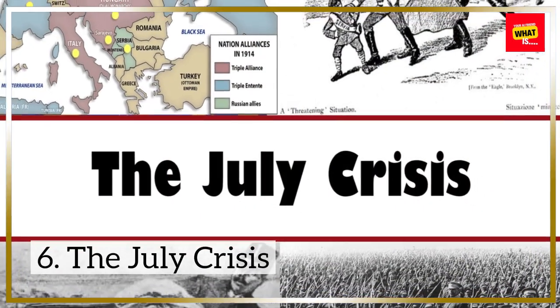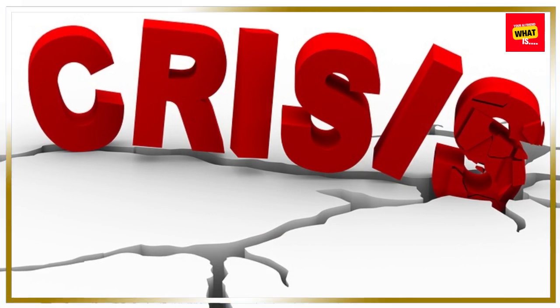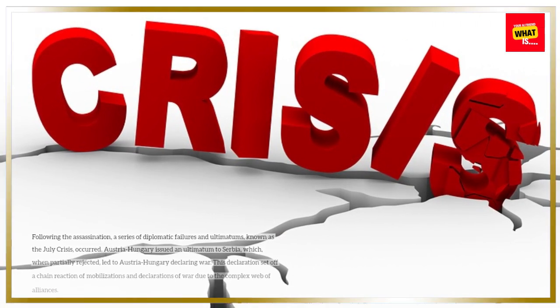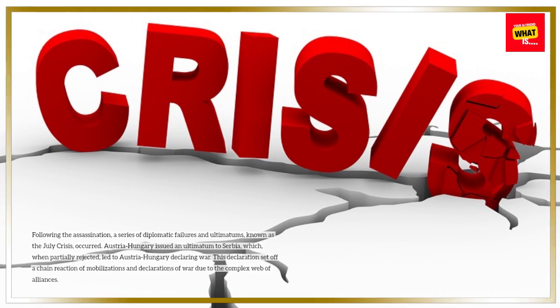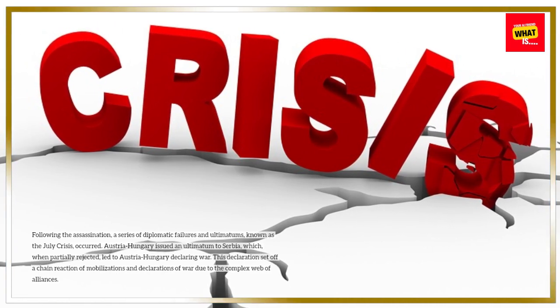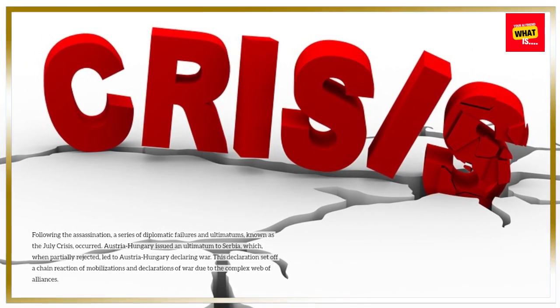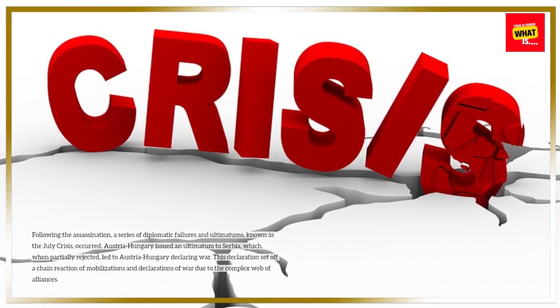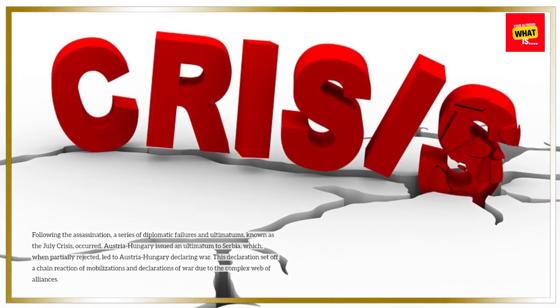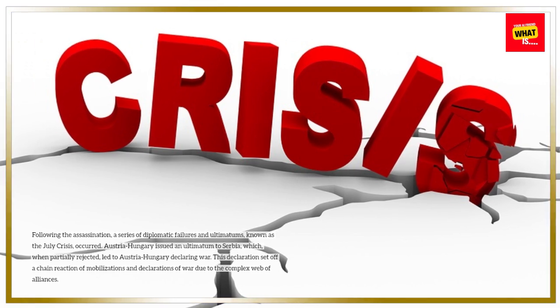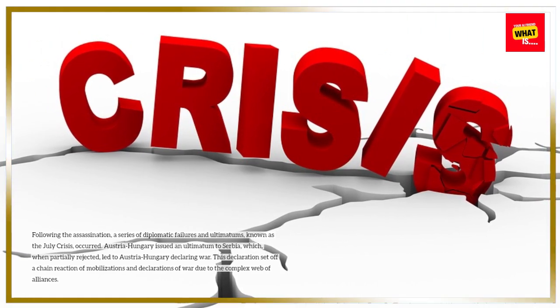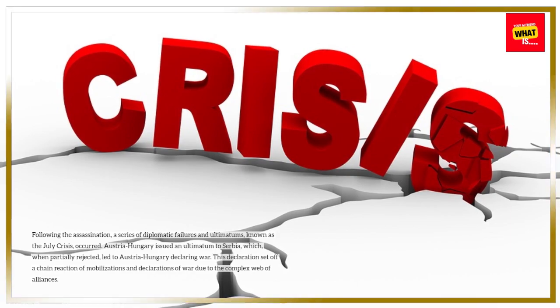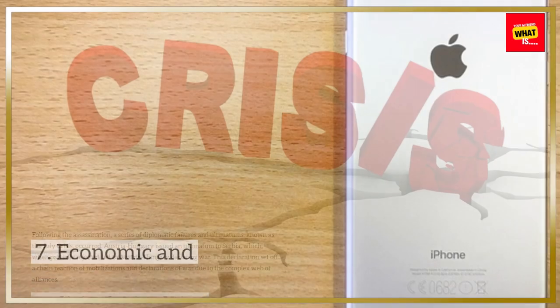6. The July Crisis. Following the assassination, a series of diplomatic failures and ultimatums, known as the July Crisis, occurred. Austria-Hungary issued an ultimatum to Serbia, which, when partially rejected, led to Austria-Hungary declaring war. This declaration set off a chain reaction of mobilizations and declarations of war due to the complex web of alliances.